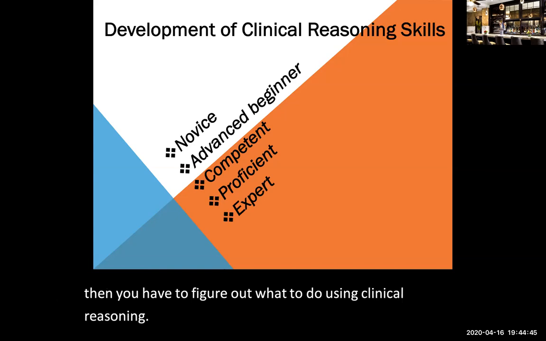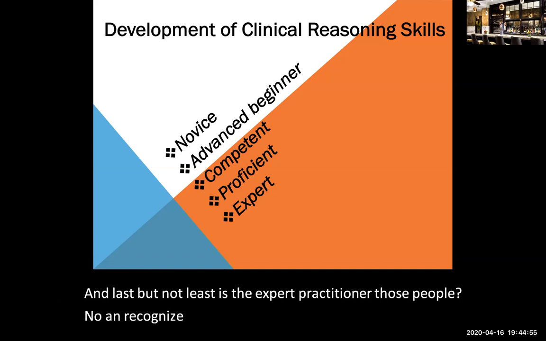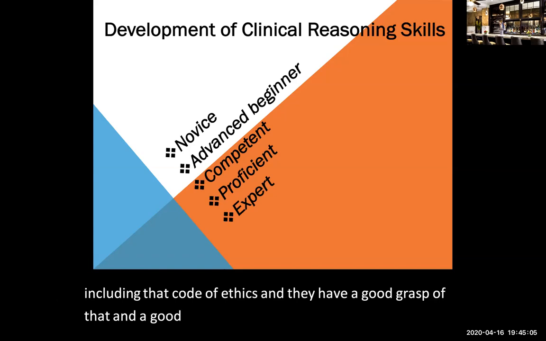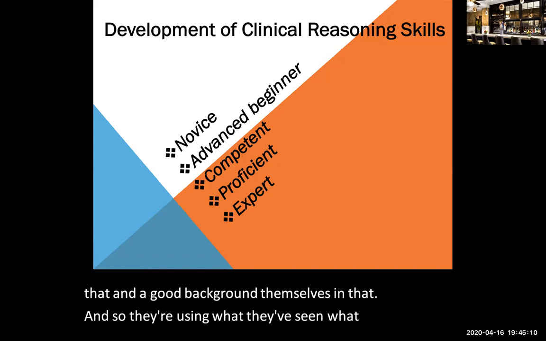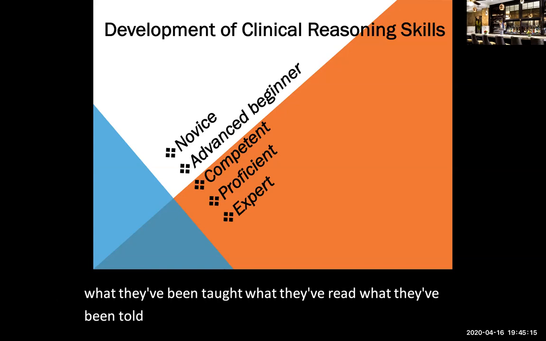And last but not least is the expert practitioner. Those people know and recognize all the rules of the procedures of practice, including the code of ethics, and they have a good grasp of that and a good background themselves in that. And so they're using what they've seen, what they've learned, what they've been taught, what they've read, what they've been told, but they're also using their gut, their intuition, their OT gut is what I think of it as.